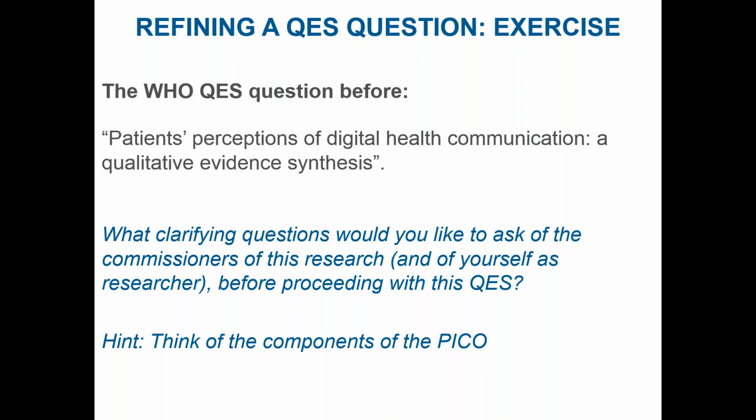I'd like to ask you now to have a chance to think about whether you think you have enough information to proceed with your review, and if not, what clarifying questions would you like to ask of the commissioners of this research, and also of yourself as the researcher, before proceeding with the QES. And as a hint for you, you may want to think of the components of the PICO that we've just gone through. You might want to ask the commissioners for more information on those PICO areas.